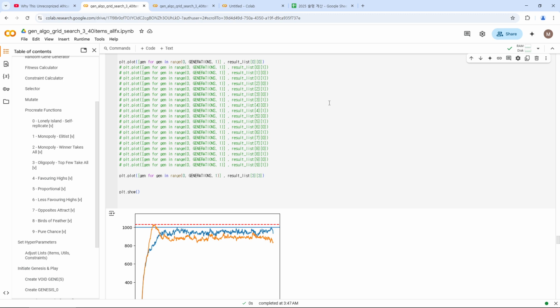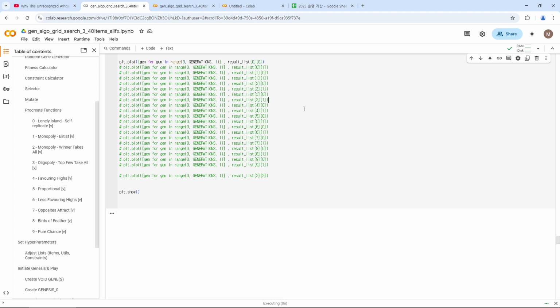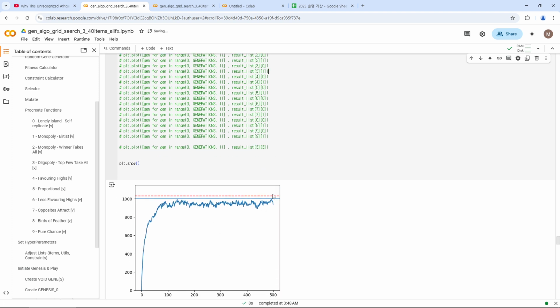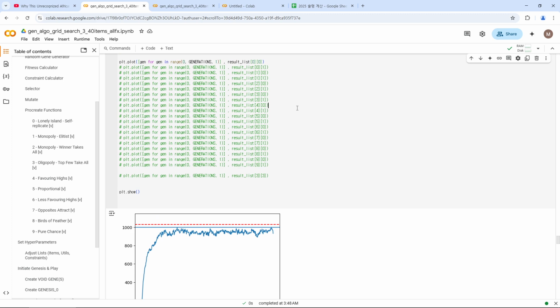So far, the oligopoly procreate function seems to have the highest peak. Again, this is the self-replicate. Let's try favoring highs. Not as high. Kind of high. What if we were to do it for the third one? Kind of high, but it still declines. There's still a decline, and then it plateaus outwards.